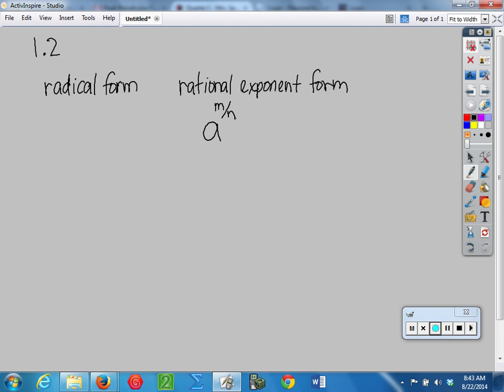So you guys are used to calling this the square root, but it's only a square root if you're taking the square root. If you're taking a cube root or a fourth root, it's not a square root, it's actually called a radical. So the name for that symbol right there is a radical. This would be the same thing. Those two are equivalent.